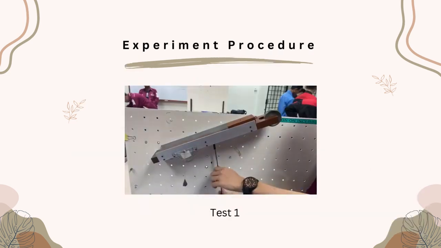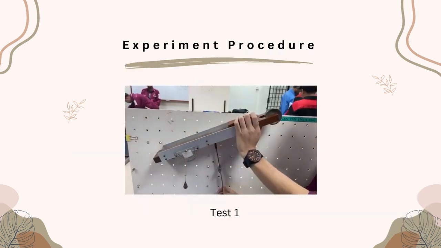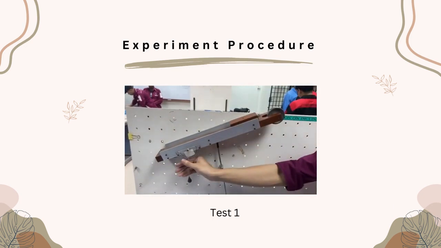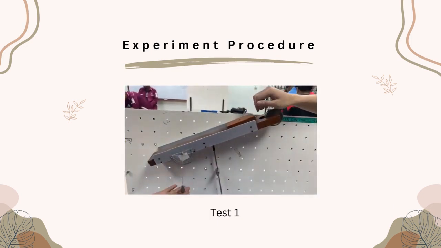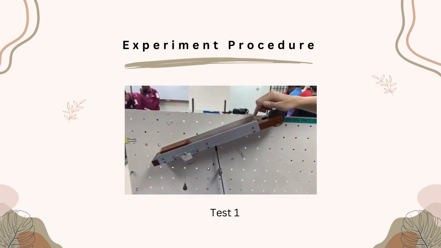For the first test, we place the block at the right hand end of the plane and tilt the plane until the block slides down the plane with uniform speed. We give a starting push to overcome the static friction.